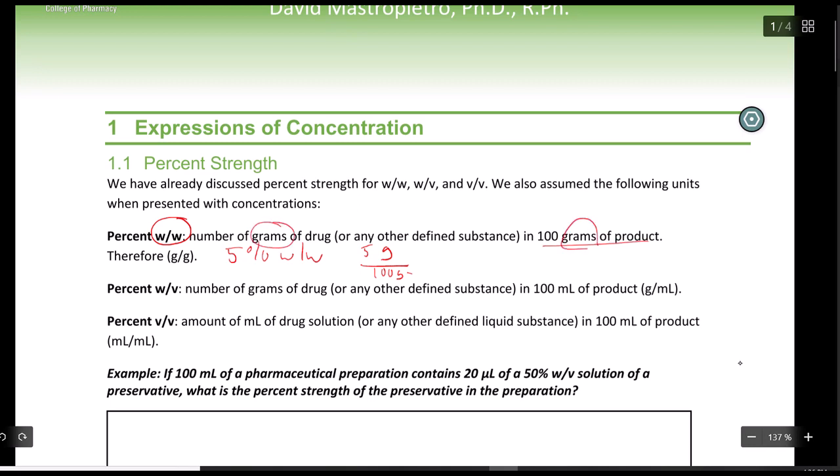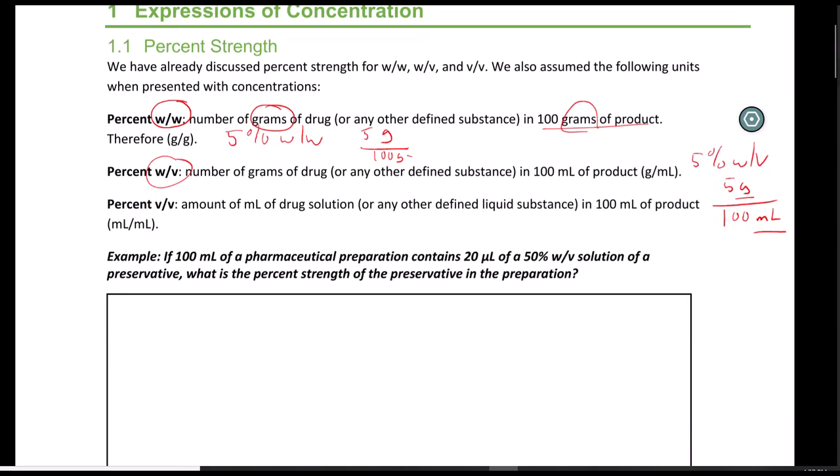They're grams over grams. If I see 5% weight and volume, that is 5 grams of the material in 100 mLs of the product or the final ingredient. And if I say I have a 5% volume and volume, that is the same as saying I have 5 mLs of that material, that drug usually, in 100 mLs of the final amount, the final vehicle product.